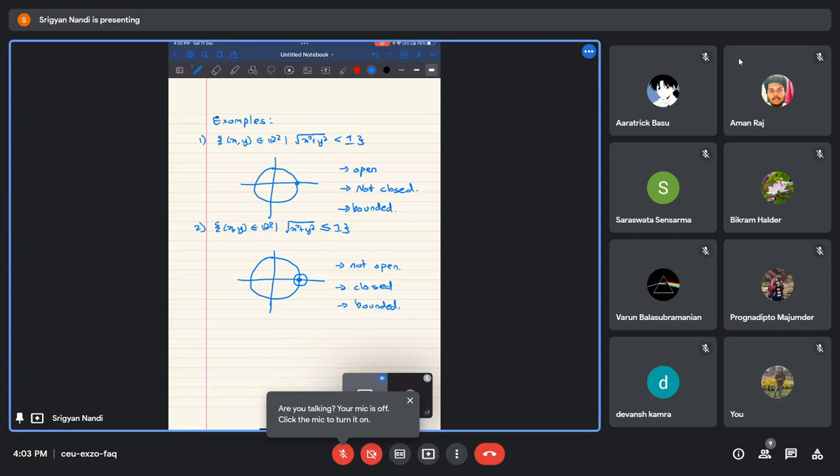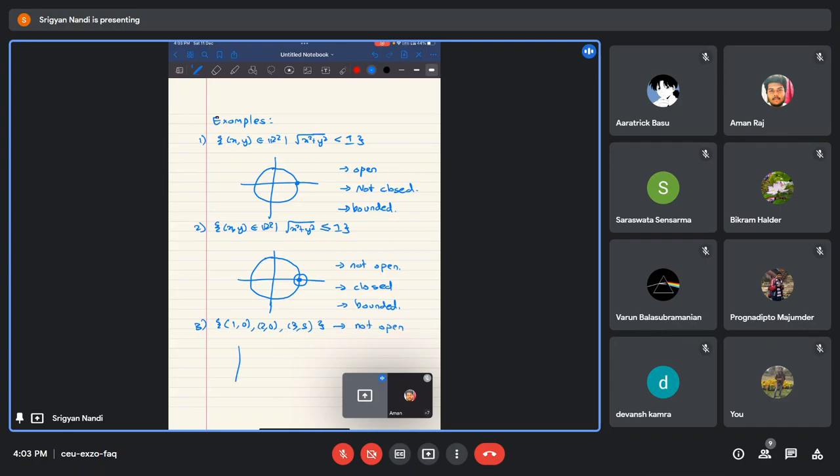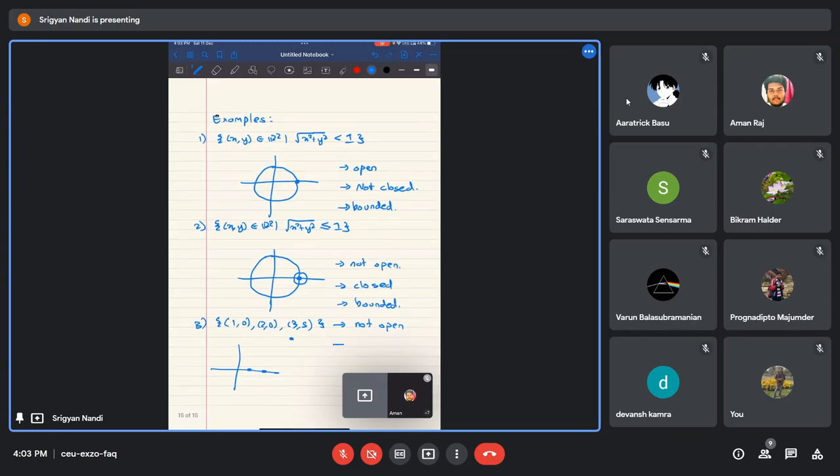Okay, we can consider another subset of R2 given by, let's say, (1,0), (2,0), and (3,5). In this case, again, this is definitely not open, because this set basically looks like (1,0), (2,0), and (3,5). Here, no neighborhood around (1,0) lies completely within this set itself. So it's not open. Is it closed?